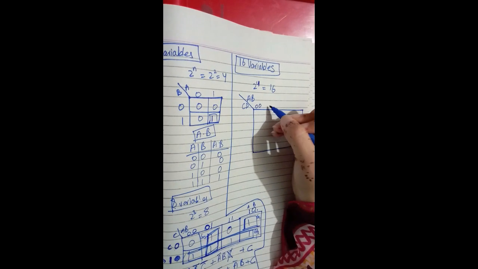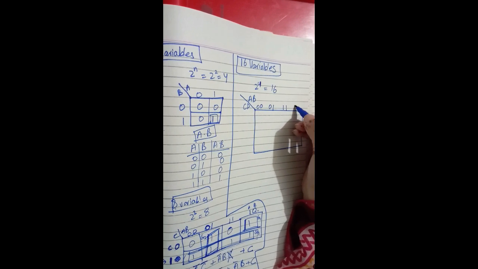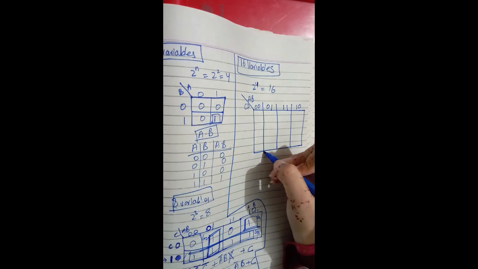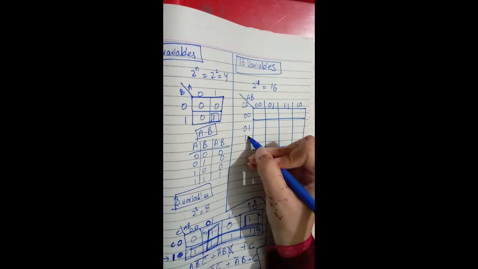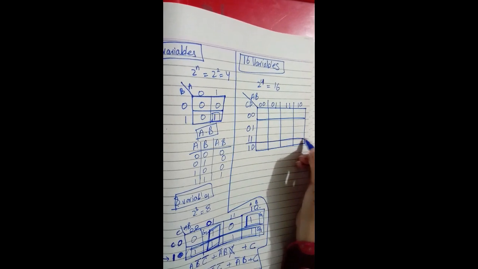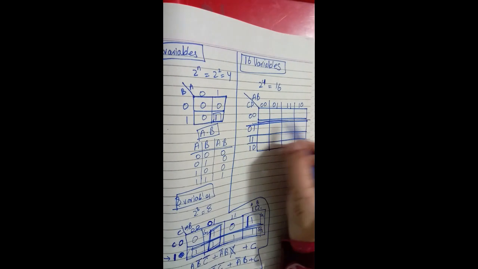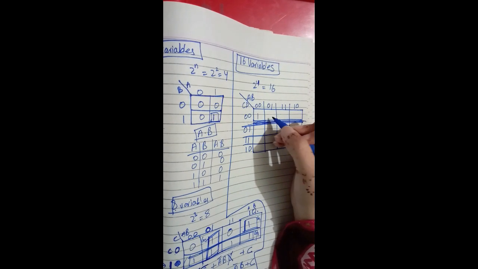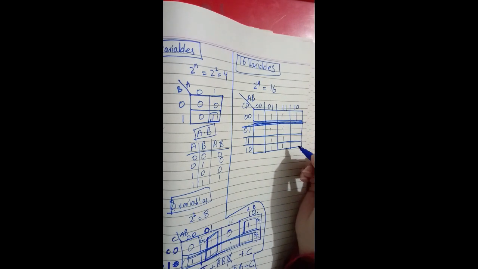0, 0, 0, 1, 1, 1, 1, 0. 0, 0, 0, 1, 1, 1, 1, 0. Okay, these are the total 16 boxes we have. Now we will simply fill it. We can write here 1, 1, 1, 1, 1, 1, 1. We will take another one here and the 2 ones.